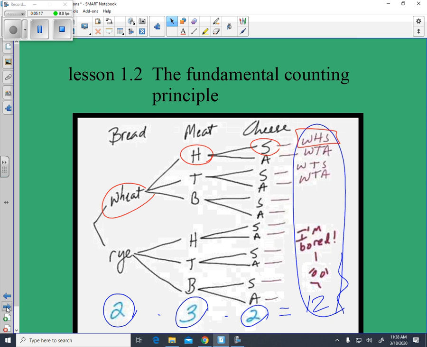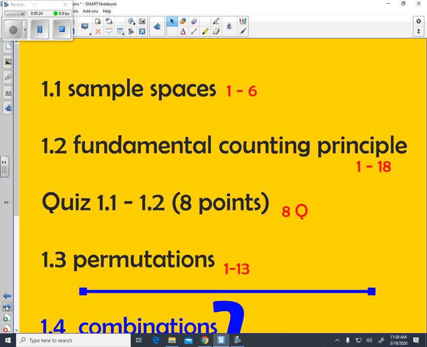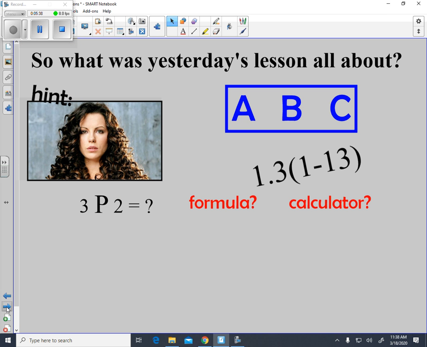So we started with sample spaces, and then we moved on to this counting technique, the fundamental counting principle. And then we had our little 8-point quiz, which I think you probably completed already by the time you're listening to this. And then we talked about permutations as well. So the last lesson, it maybe wasn't yesterday for you, but it was the idea of permutations, and you worked on 13 practice exercises and submitted that to me.